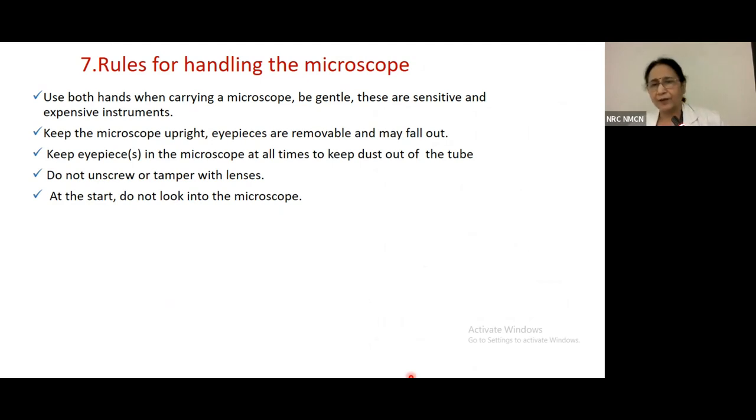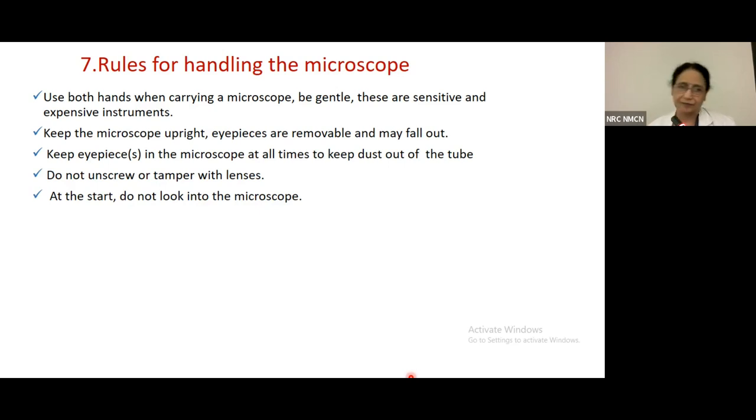Now coming to the last part of my presentation, the rules for handling a microscope. Whenever you use a microscope, use both hands. When carrying a microscope, be gentle. These are sensitive and expensive instruments. Keep them in an upright position because eyepieces are removable and they may fall out. And always keep the eyepieces in the microscope at all times so that dust doesn't enter the tubes. Do not unscrew or tamper with the lenses. And at the start, do not look into the microscope.